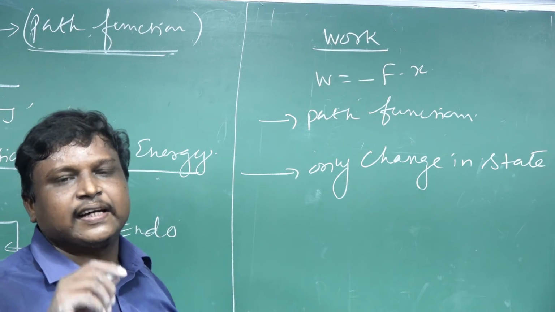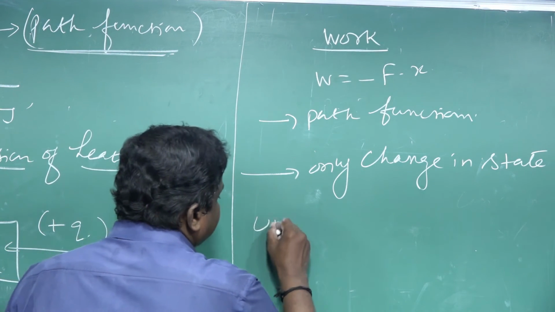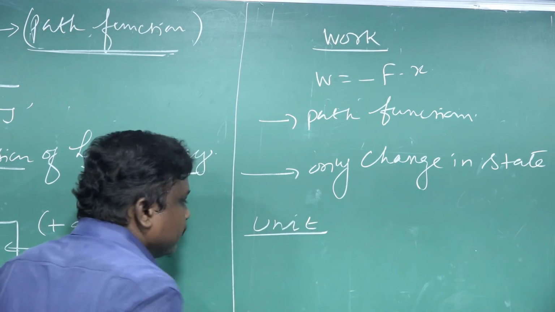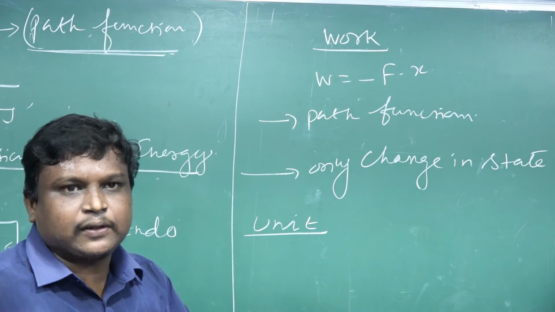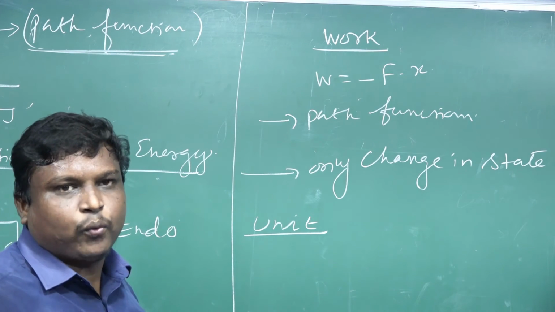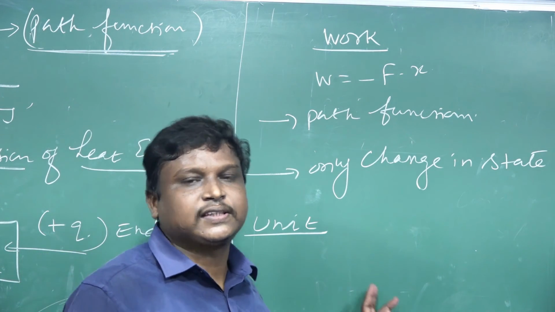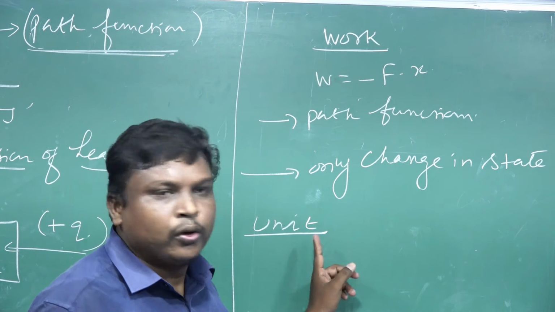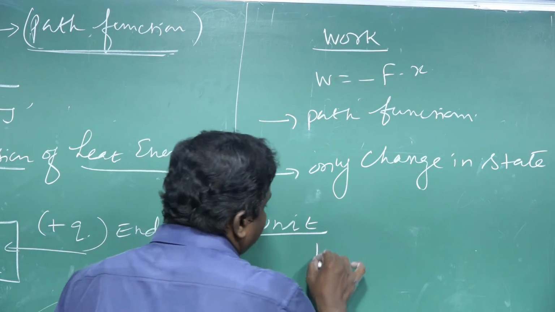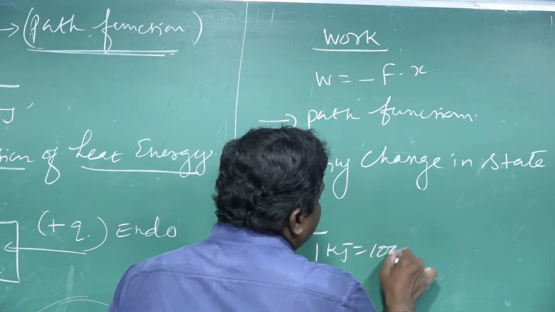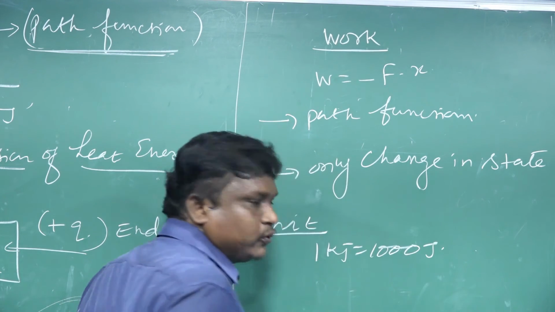Okay. Next, unit. Unit of work. Generally, the SI unit of work is Joule. 1 kilojoule is equal to 1000 Joule.